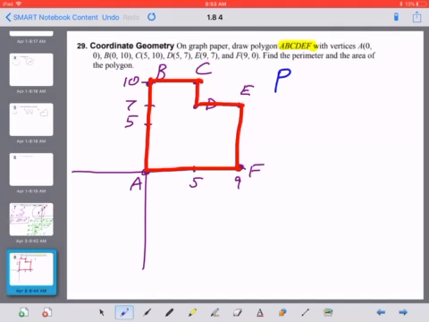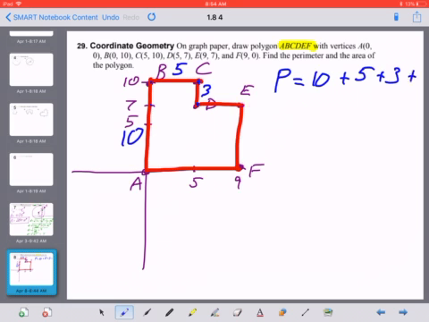Starting off with perimeter right here, we're basically just going to add together all of the sides. Trying to do it in order, from A to B up here, we had a length of 10. So we'll start with that one right there, plus. From B to C, we were at the point 0, 10, going to the point 5, 10. This had a length of 5, so we'll add that 5. From C to D, we went from 5, 10 to 5, 7. From a height of 10 to a height of 7, that's 3 units that we just went down.